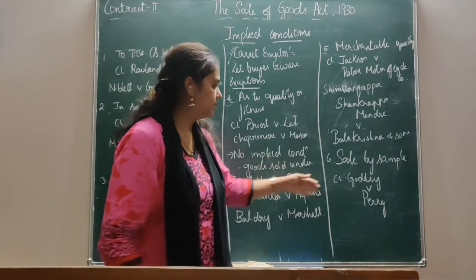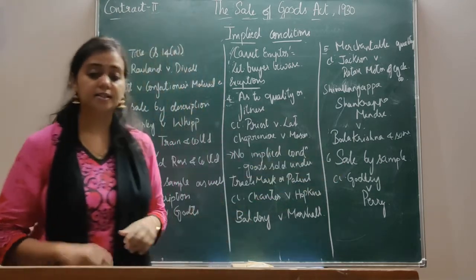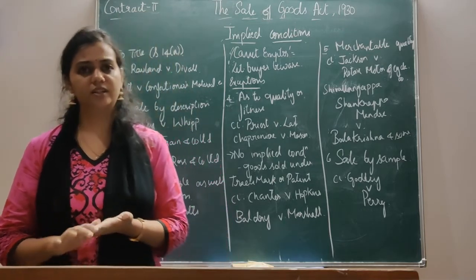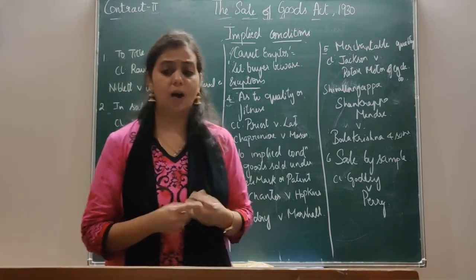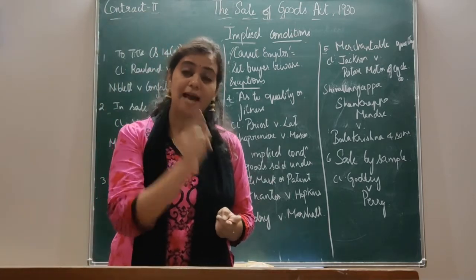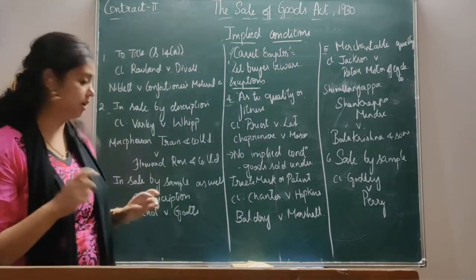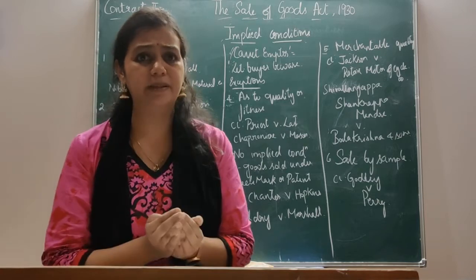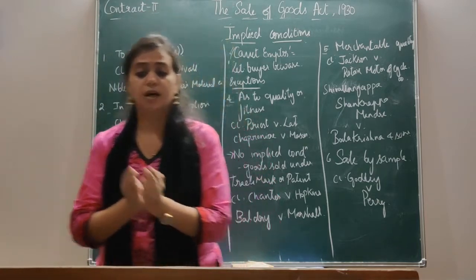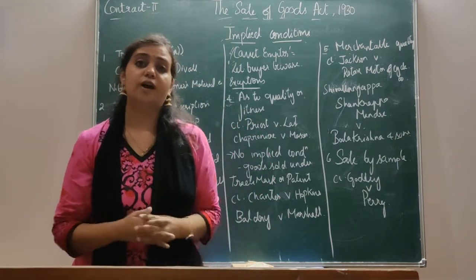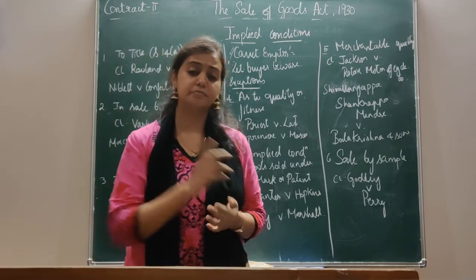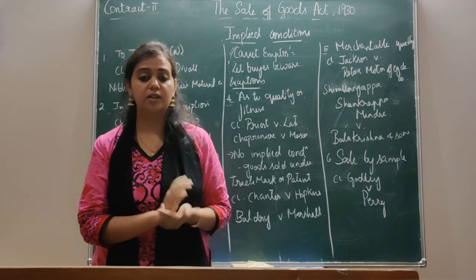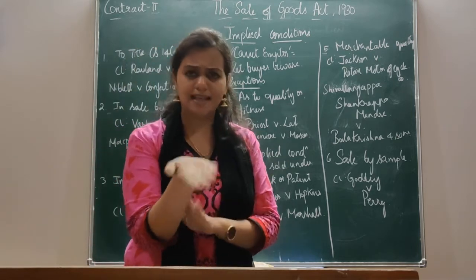The next one is sale by sample, that is the implied condition in sale by sample, given under section 17. We have already studied about sample, but there we studied sample by description in the third point. Here it is only sample. What is sample? Sample constitutes a true representation of the kind of goods to be ultimately supplied to the buyer under the contract. So you show the sample.